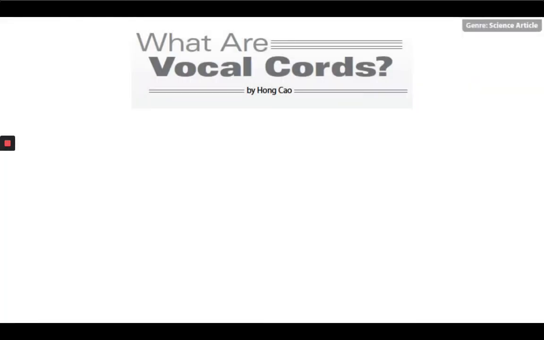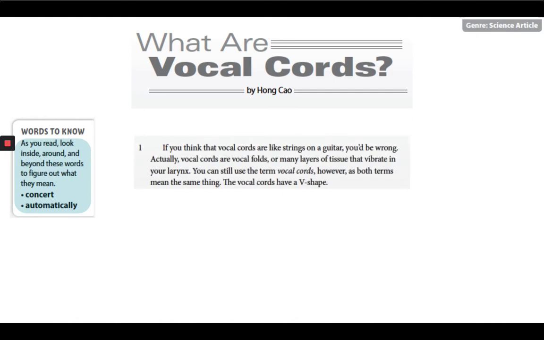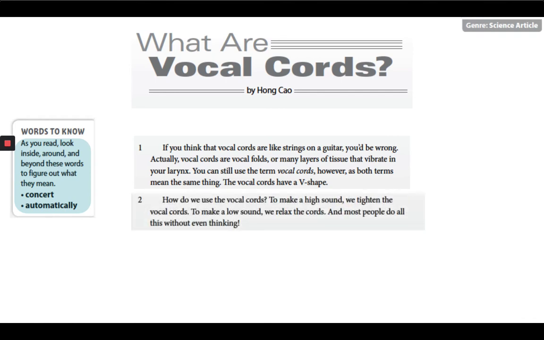What are vocal cords? By Hong Cao. Words to know. As you read, look inside and around and beyond these words to figure out what they mean. Concert, automatically. If you think that vocal cords are like strings on a guitar, you would be wrong. Actually, vocal cords are vocal folds, or mini layers of tissue that vibrate in your larynx. You can still use the term vocal cords, however, as both terms mean the same thing. The vocal cords have a V shape. How do we use the vocal cords?